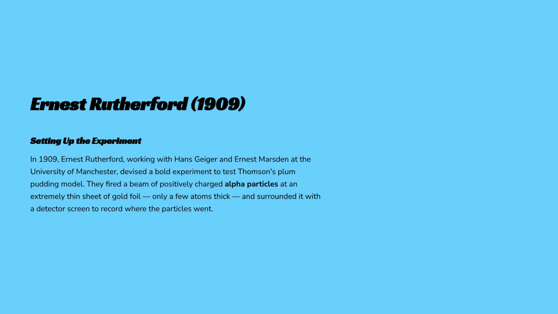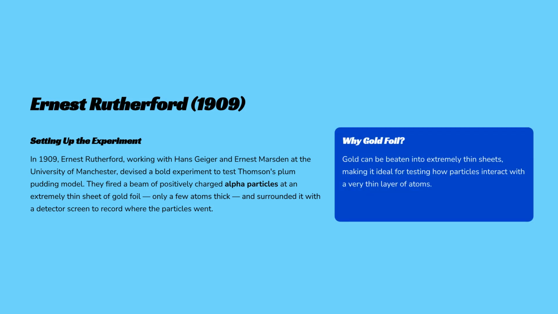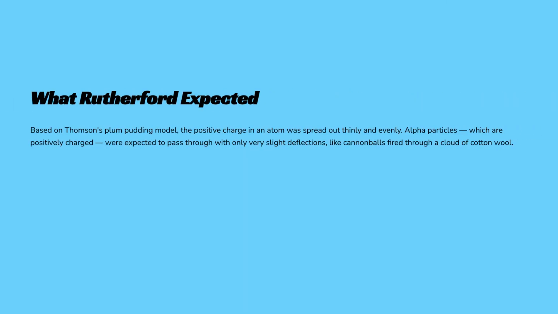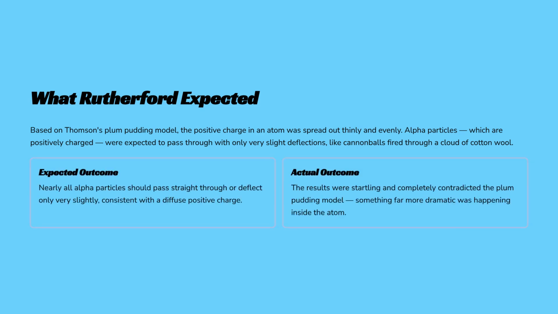In 1909, Rutherford, Geiger, and Marsden tested the plum pudding model by firing alpha particles at an extremely thin sheet of gold foil. Gold was chosen for its ability to be beaten into a layer just a few atoms thick. Rutherford based his expectations on the plum pudding model, believing positive charge was diffuse. He expected alpha particles to pass through with only slight deflections. However, the actual results were startlingly different, revealing that something far more dramatic was occurring within the atom.